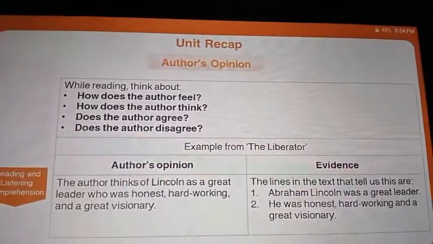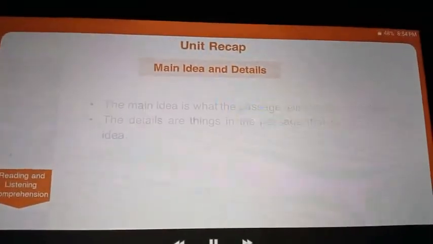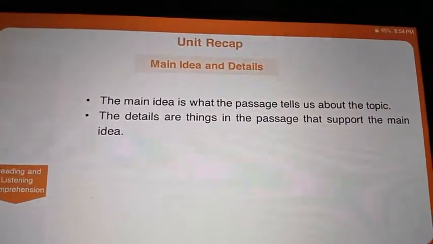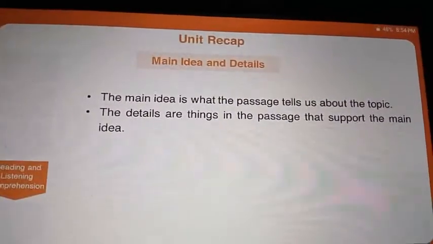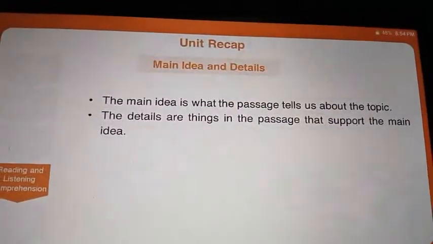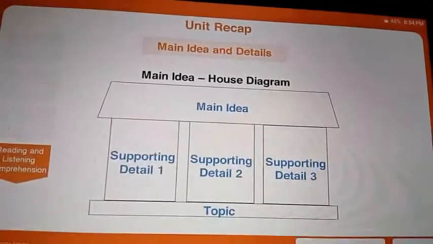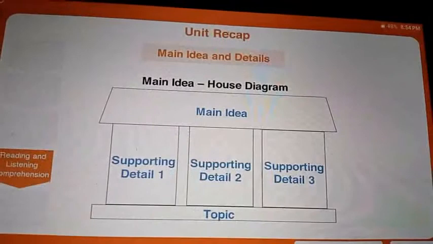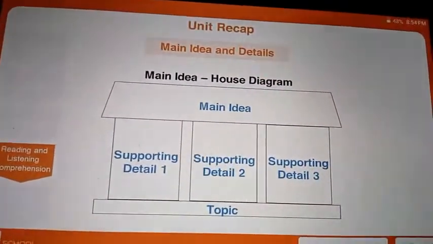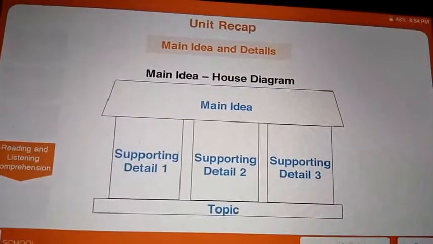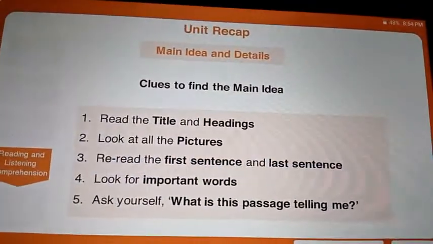The last concept we learned was finding the main idea and the details of a text. The main idea is what the passage tells us about, and the details are things in the passage that support the main idea. To find the main idea of a story, we used a house diagram. We wrote the topic first and then used clues to find the main idea. These were the clues we followed to find it.